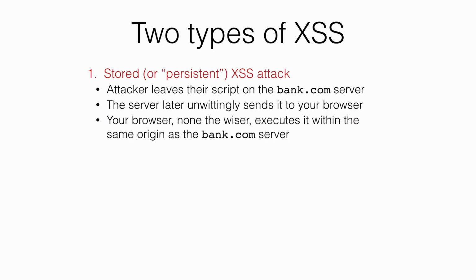There are two types of cross-site scripting attack. The first we'll talk about is called stored or persistent cross-site scripting. In this attack, the attacker leaves their script on the vulnerable web server, for example, bank.com. The server will later unwittingly send that script to your browser, and your browser, none the wiser, will execute it within the same origin as the bank.com server.